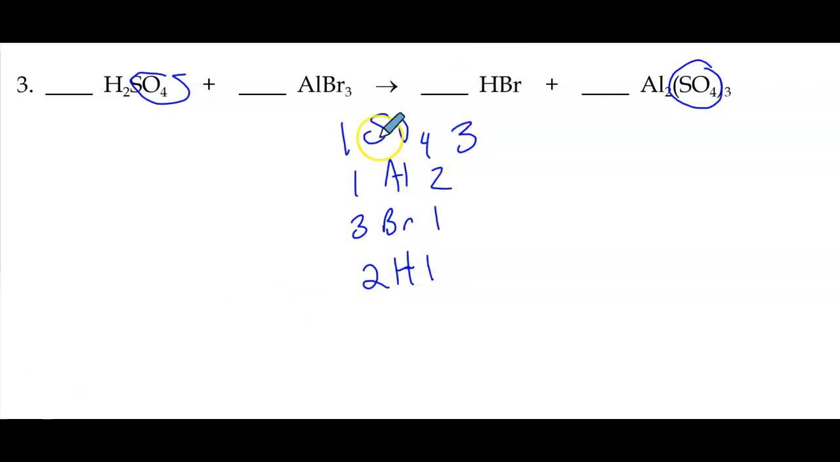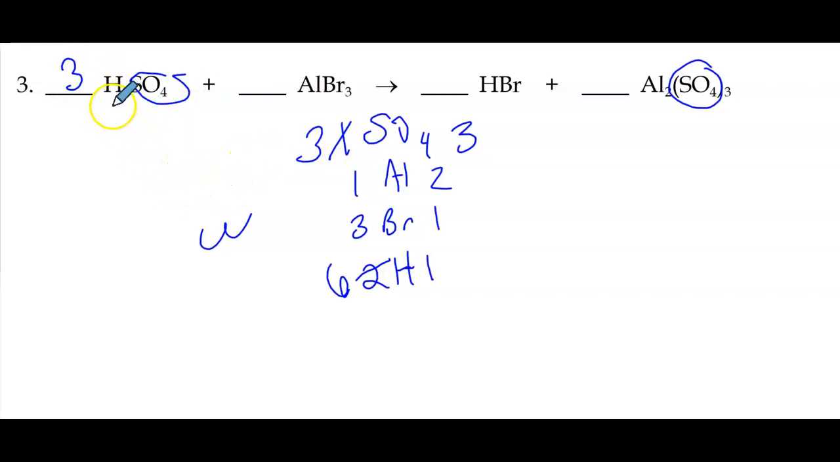Okay, so we're going to start with balancing our SO4s. So they're 1 and 3. So I'm going to put a 3 over here. Now that changes everything, so I think of that as multiplying through. So this goes to a 6. Hydrogen will go to a 6 because 3 times 2. And I think of 3 times this 1. This will go to a 3.